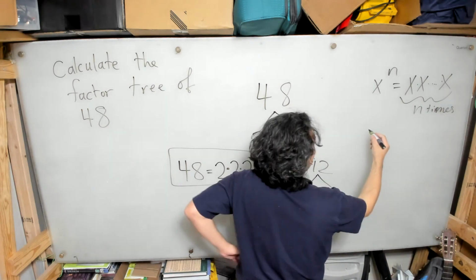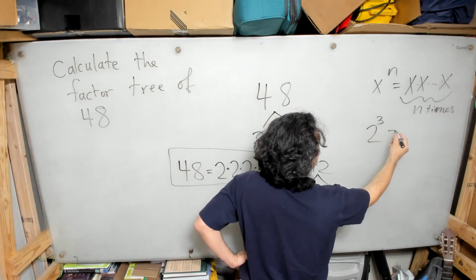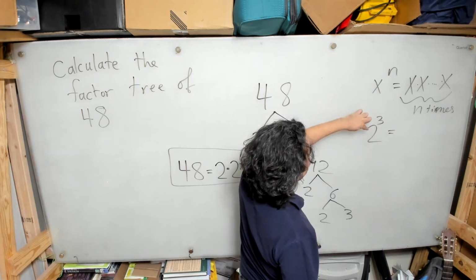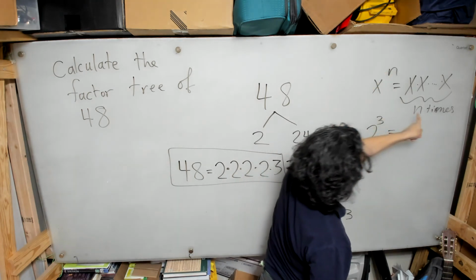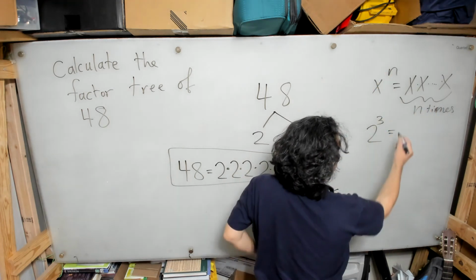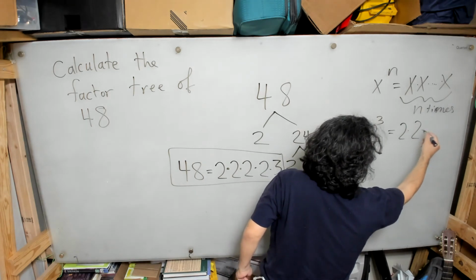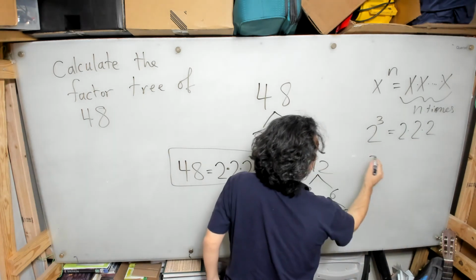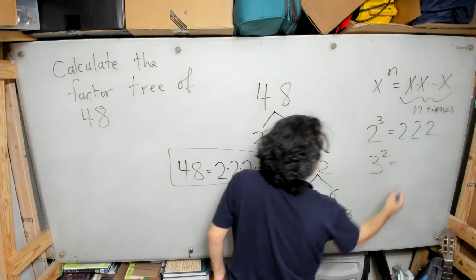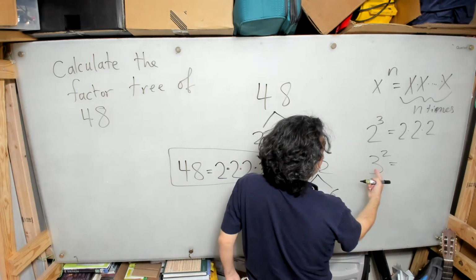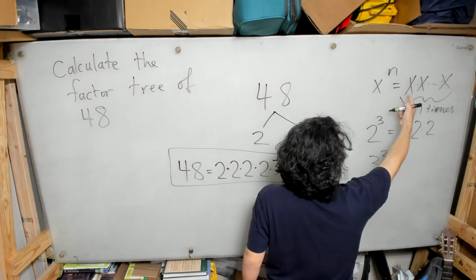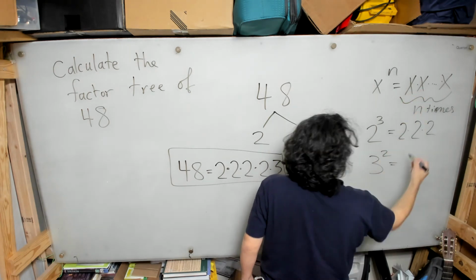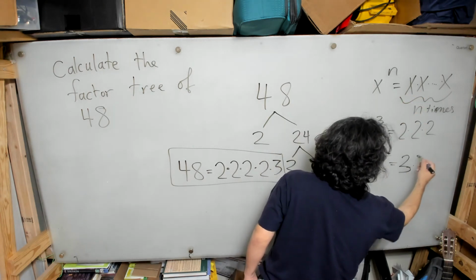So for example, if I had 2 to the third power, the 2 would stand in the place of the x, and the top number is 3, so I would have 3 copies of the x being multiplied. In this case, 2 times 2 times 2, okay? Or if I had 3 squared, that would be the same thing as 3 is my x, and my 2 is my n. So I would have 3 times 3, 2 times. So it would just be 3 times 3, okay?